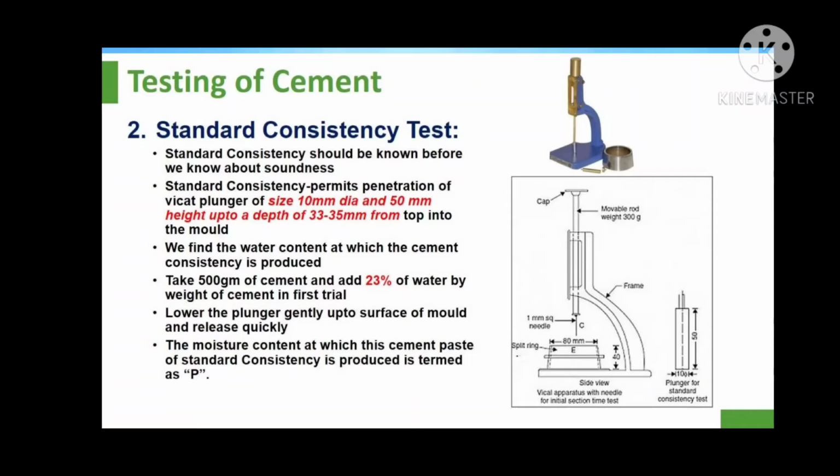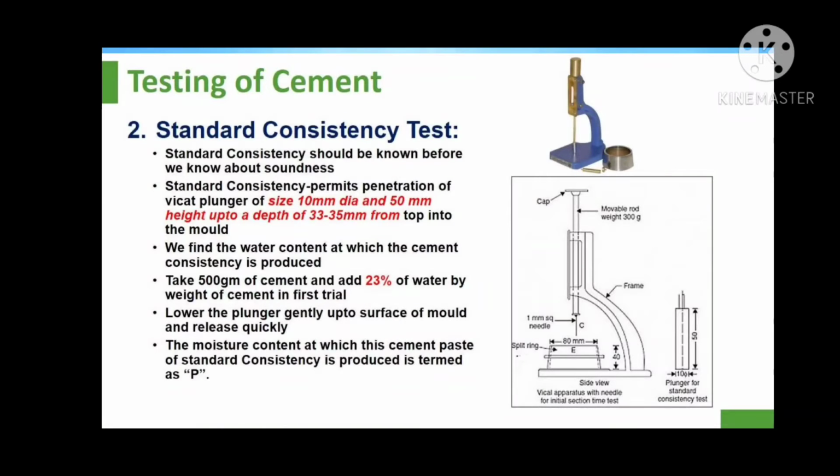Second, standard consistency test. Standard consistency should be determined before we learn about soundness. Standard consistency permits penetration of the Vicat plunger of size 10 mm diameter and 50 mm height up to a depth of 33 to 35 mm from the top into the mold. We find the water content at which this consistency is produced.